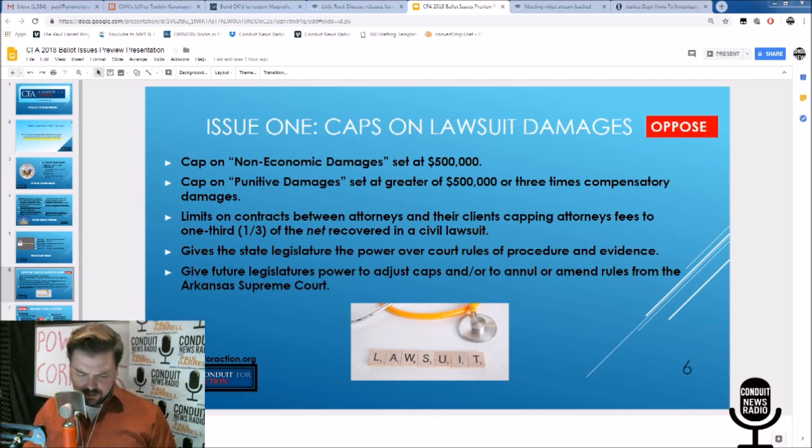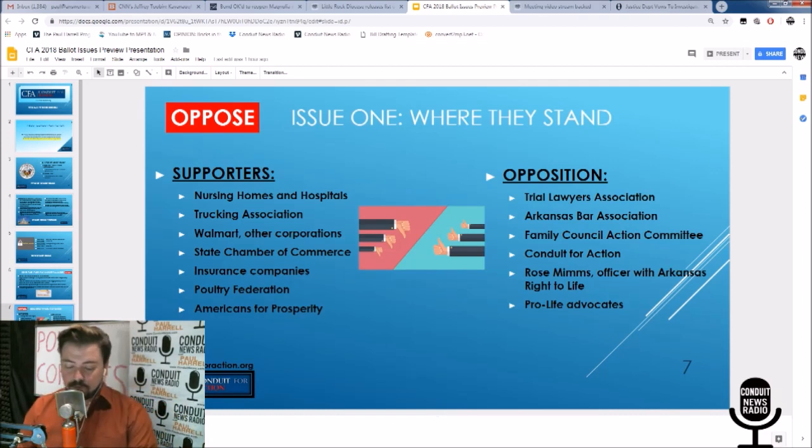This is, let me see here. Let's go to the next slide on this. So, who supports Issue 1? You have supporters of Issue 1: nursing homes and hospitals, the Trucking Association, Walmart and other corporations, the State Chamber of Commerce, insurance companies, the Poultry Federation. It says here, Americans for Prosperity. Okay, who opposes Issue 1? The Trial Lawyers Association, the Arkansas Bar Association, Family Council Action Committee, Conduit for Action, Rose Mims, officer with Arkansas Right to Life, and other pro-life advocates.